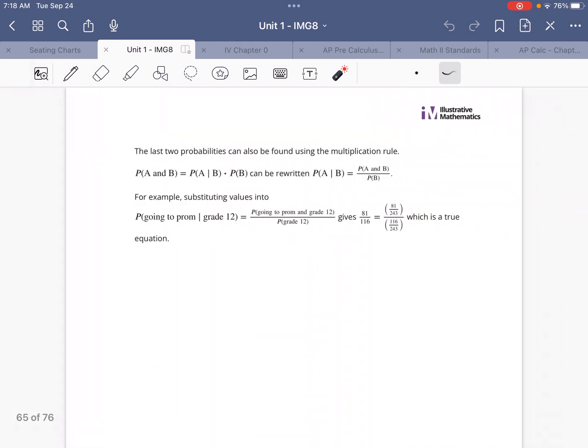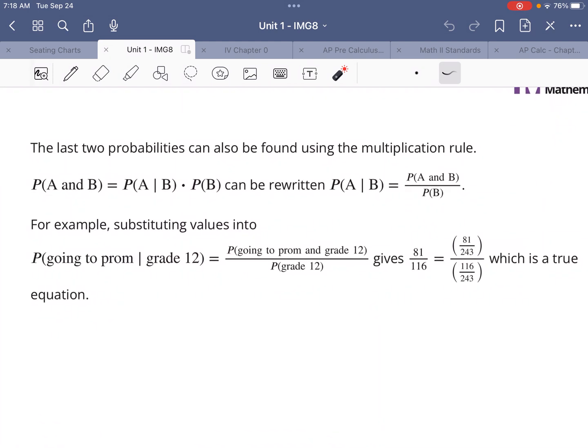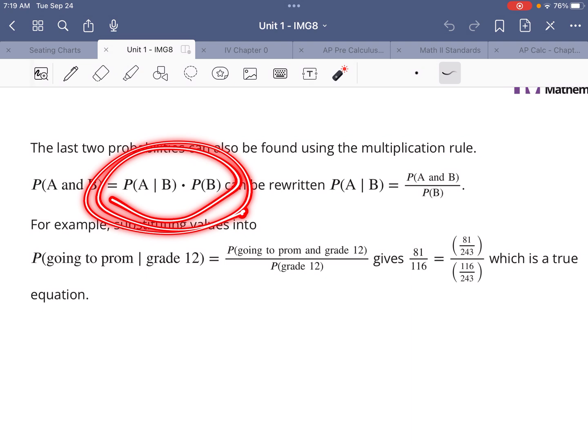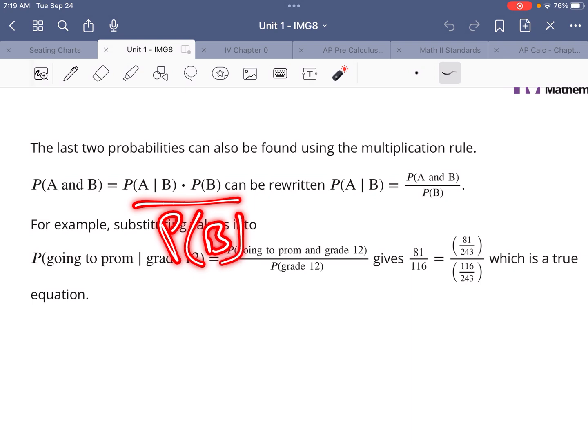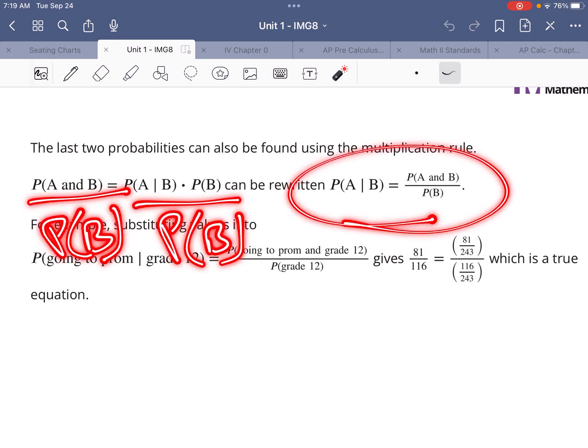Now, there's another way we could do this. There's this rule called the multiplication rule, where if we want to know the probability of A and B, what's the probability of someone being in grade 12 and going to prom? Well, we could figure it out using this formula. This is the probability of A given that B is true, times the probability of B. Or you can rewrite that by dividing both sides by the probability of B, and that's what you get over here.